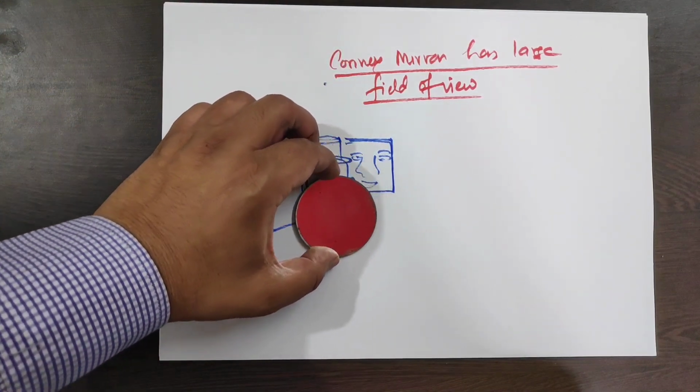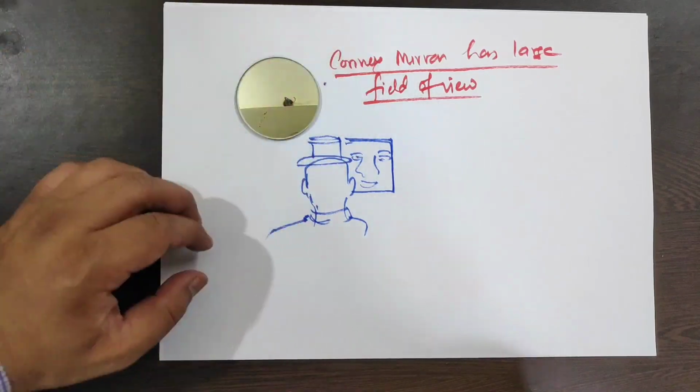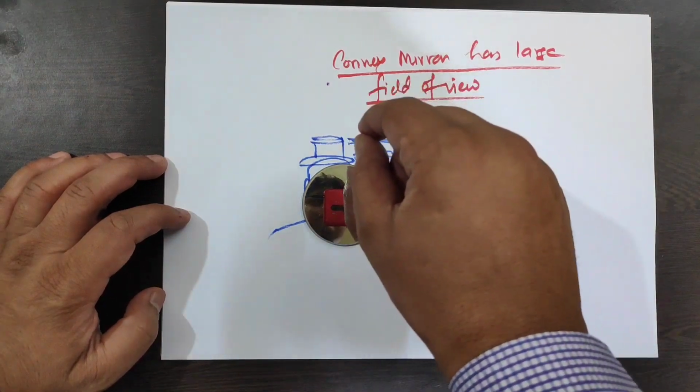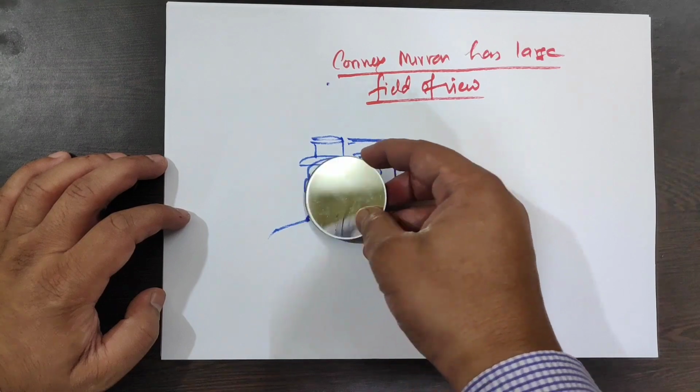Just I can keep it here, right? Convex mirror. No, that one was concave by mistake. Yeah, this is the concave mirror. If I keep this concave mirror, you can see what I am doing in this recording session.